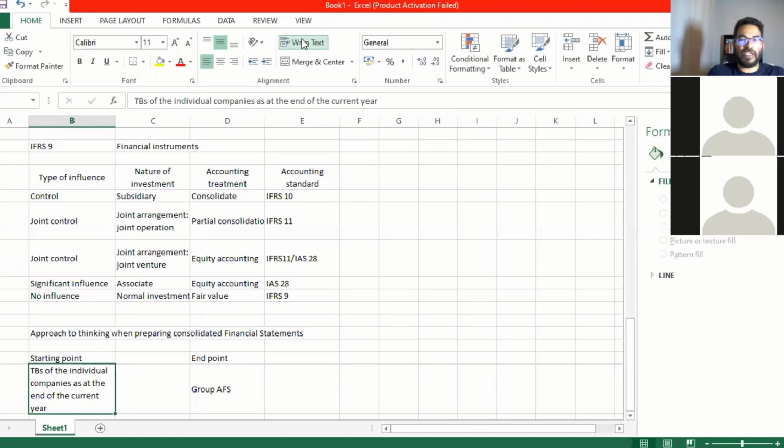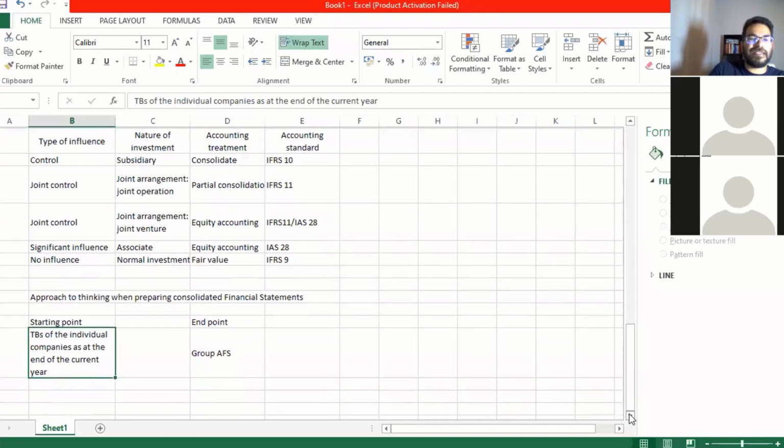The starting point, I'm going to say again for the last time, is the trial balances of the individual and separate companies at the end of the current financial year. Your end point, what you are trying to achieve, is your group financial statements. What are group financial statements? Once again, it is one economic entity making up all the individual companies and only including transactions with those outside of the group. Very, very important.